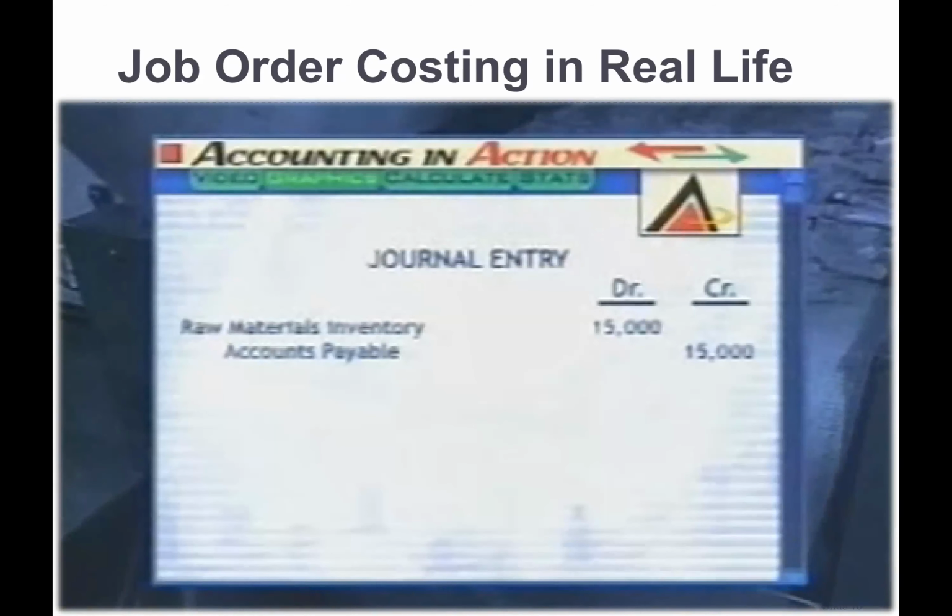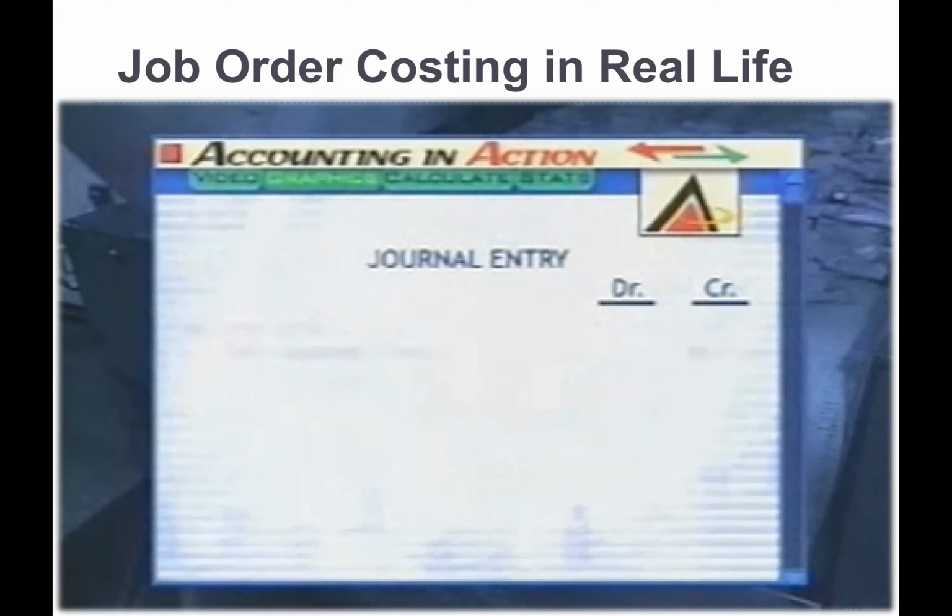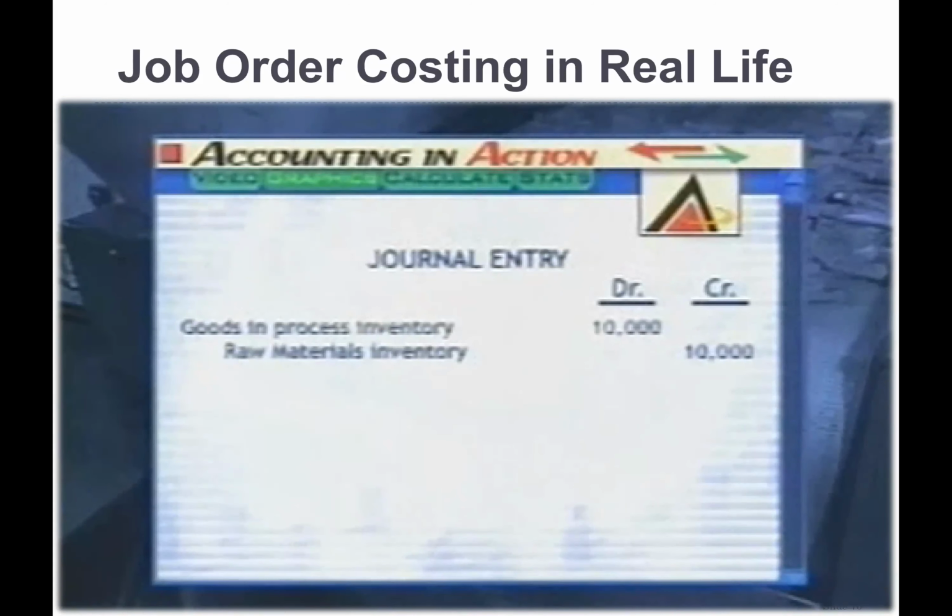As materials are purchased, the cost is recorded as an increase in the raw materials inventory account. The requisition for direct materials from production triggers an increase in the goods in process inventory account and a reduction in the raw materials inventory account. A requisition for indirect materials triggers an increase in factory overhead and a reduction in the raw materials inventory.